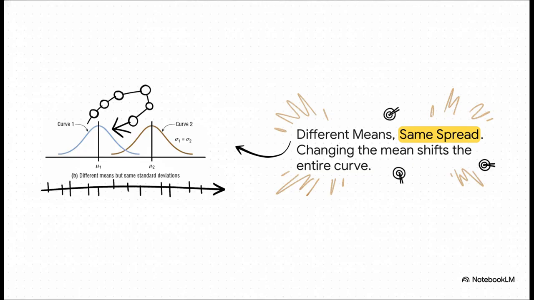Check this out. Here you can see exactly what the mean does. We've got two curves here with the exact same shape, the same spread, but see how one is just shifted over to the right? That's because it has a different mean. You can think of the mean as the address, telling you exactly where the center of your data lives.